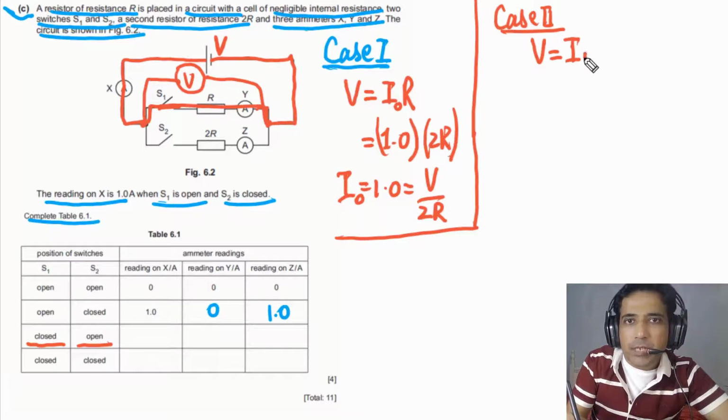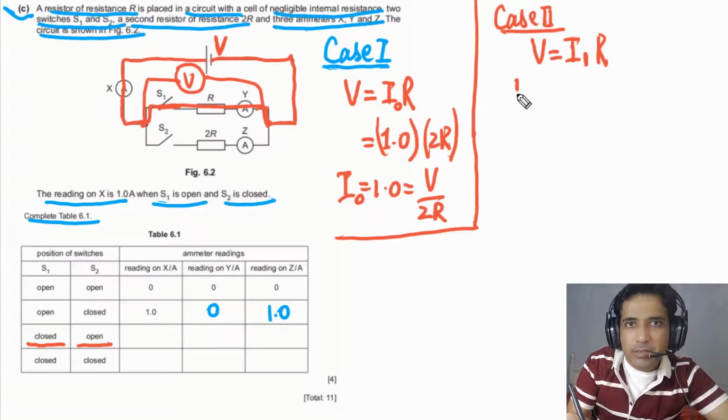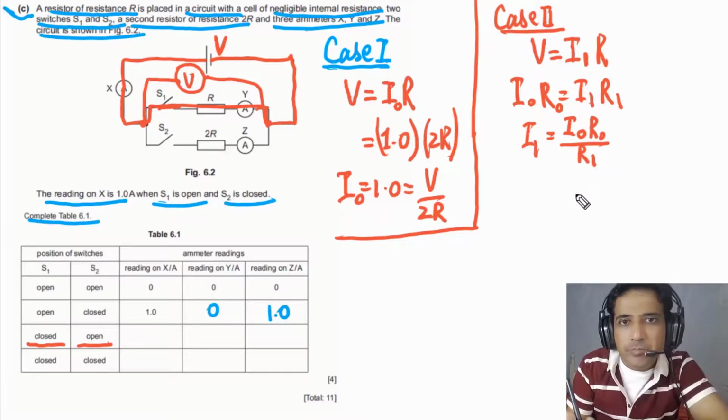So this current we can say is I1 times the resistance. As V is the same, so it simply means that I naught, V is same. So this V is equal to this V. We can write down I naught times R naught, it has to be equal to I1 times R1. In this case, we need to find out the value of I1. So I1 is equal to I naught times R naught divided by R1.